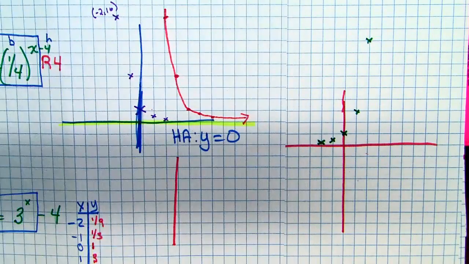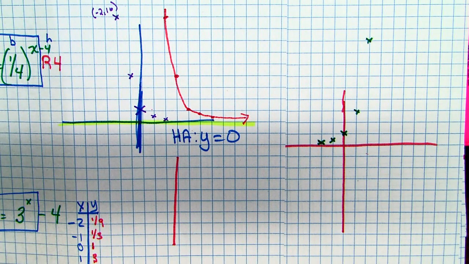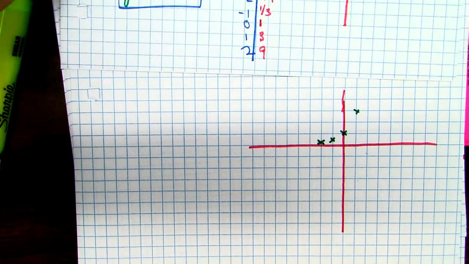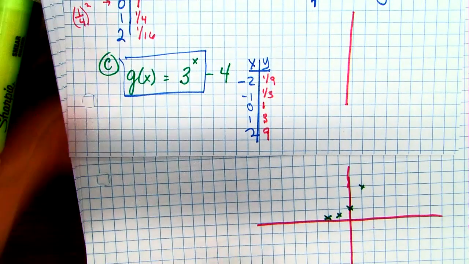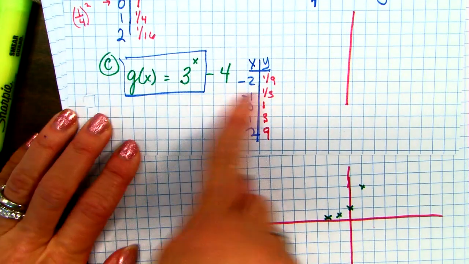Okay, notice I used X's because that's not my final graph. That's just going to help me draw the next part, which is, what direction are we going to go? No, because we're not up in the air. We're down on the ground at the same level.